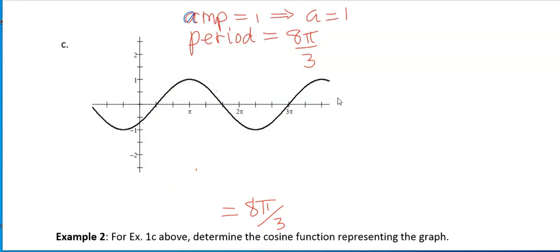Probably might have been too quick. Pause the video, and you'll get it. But remember now, that's the period. That's not my b value, is it? That's not what I put in for b.